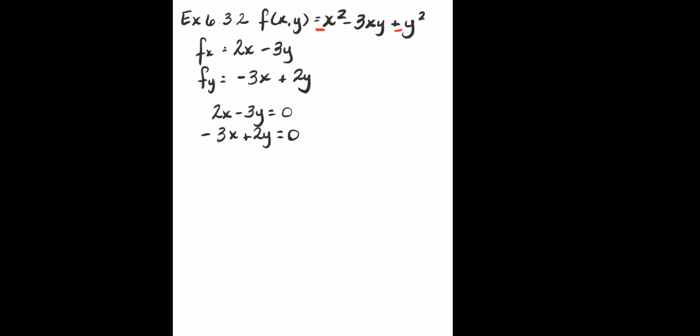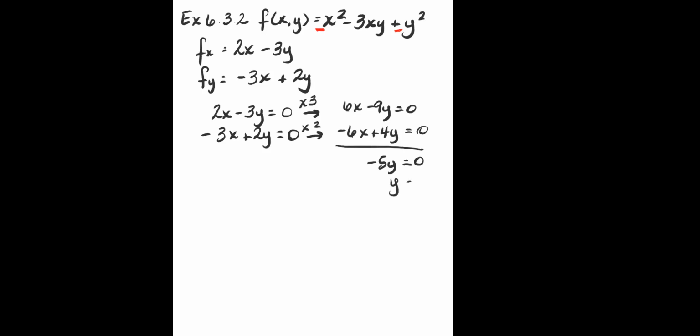And to get rid of them by elimination, I'm going to multiply the top by 3 and the bottom by 2. So 6x minus 9y equals 0. And negative 6x plus 4y equals 0. And I get a negative 5y equals 0. So y equals 0. And when we plug it back in, 2x minus 3 times 0 equals 0. 2x equals 0. X equals 0. I get the critical point at 0, 0. And again, we think it's a min.